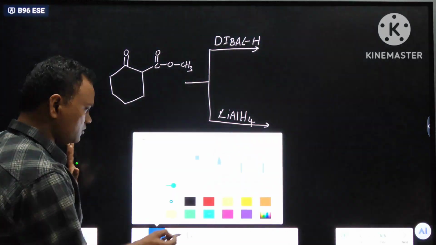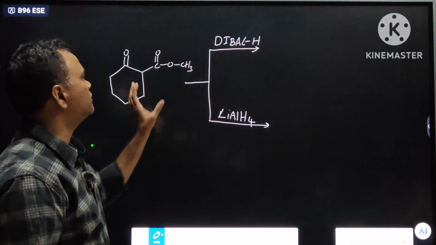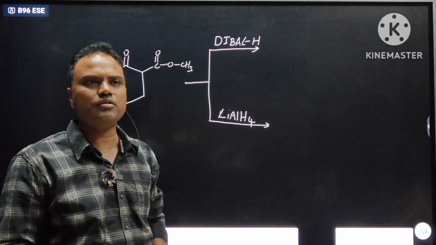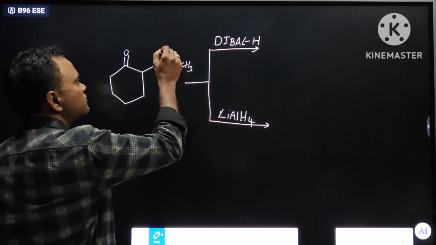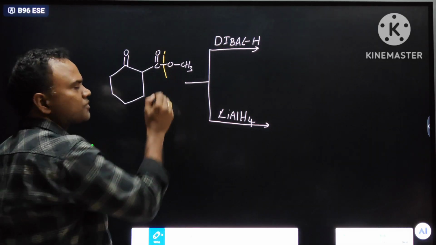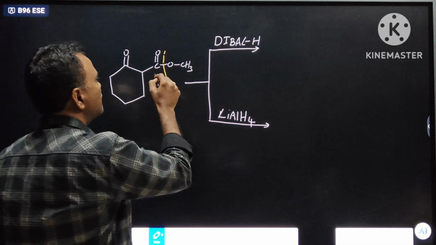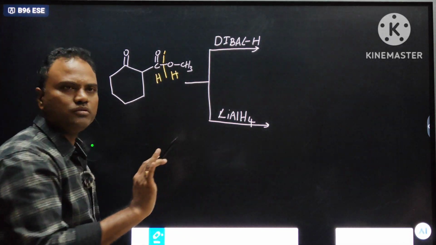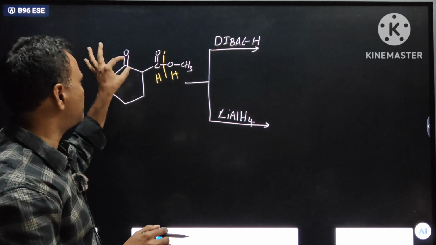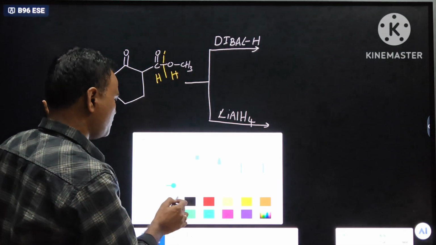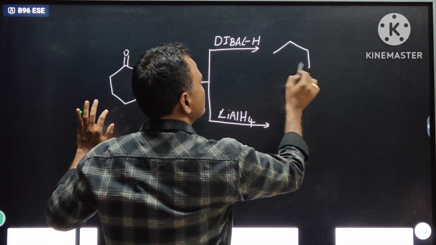You know how to write the product when ester and DIBAL-H are both added. How to write the product? Break the carbon-oxygen single bond. Break this bond. Just now we did, right? H here and H here. Okay, right. Over. DIBAL-H does not reduce the carbonyl group. It will be present as it is in the product.